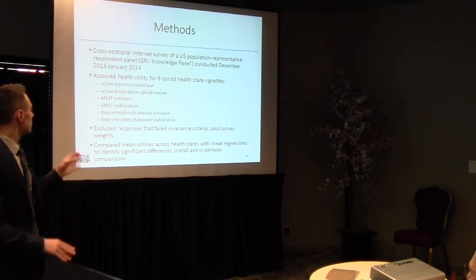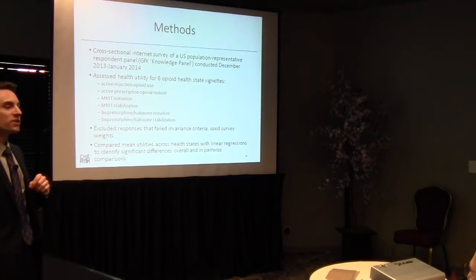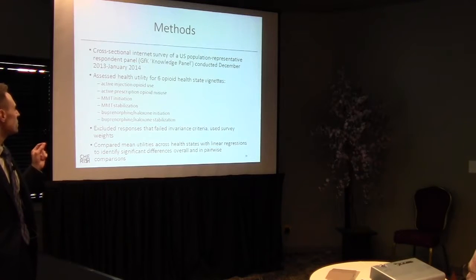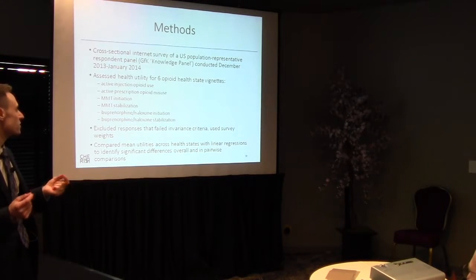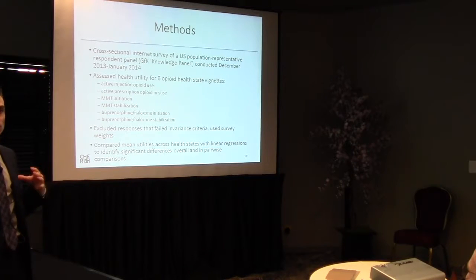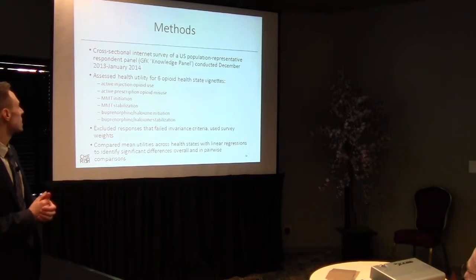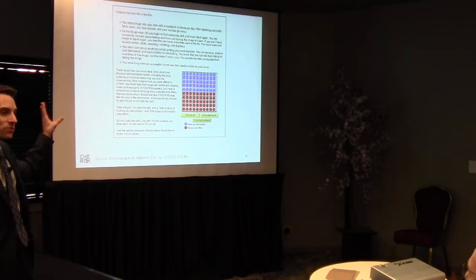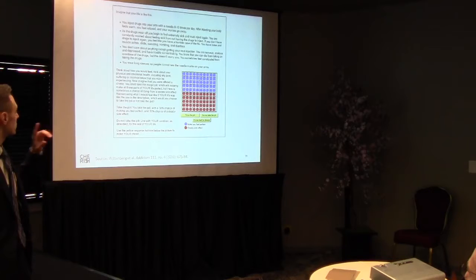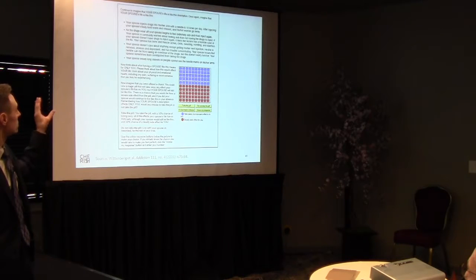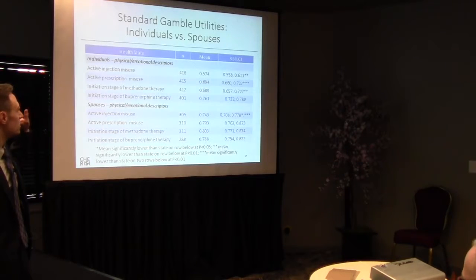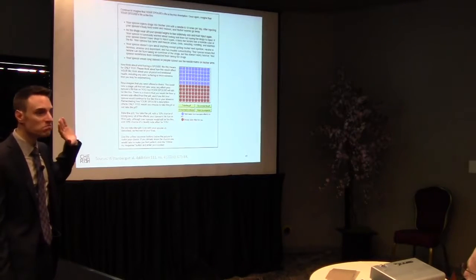Okay. Responses that failed the invariance criteria were excluded, and they compared the mean utilities across health states using linear regressions to look at significant differences overall and in pairwise comparison. So I'll show you the results from that here. This is the slide that I showed you earlier in terms of how those were derived. And this is the one, same thing, but for the spouse, which was very interesting, right? Because no one's really done that before.